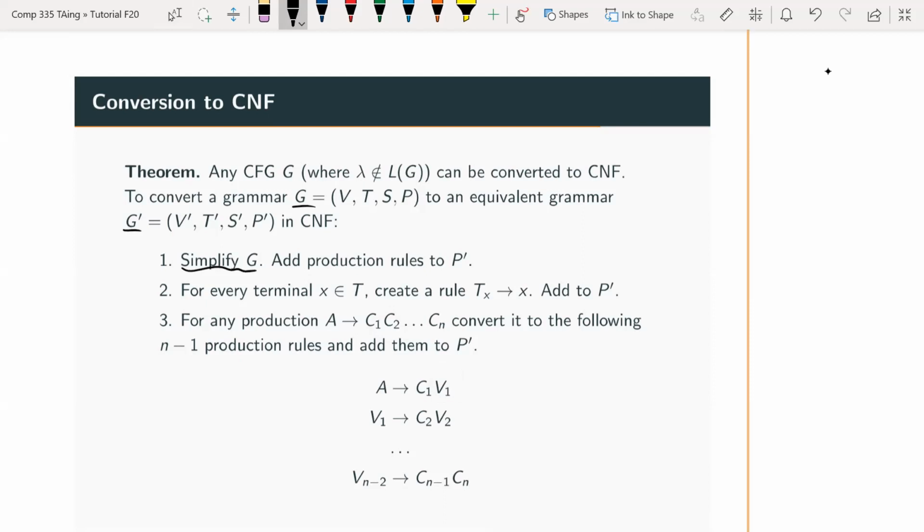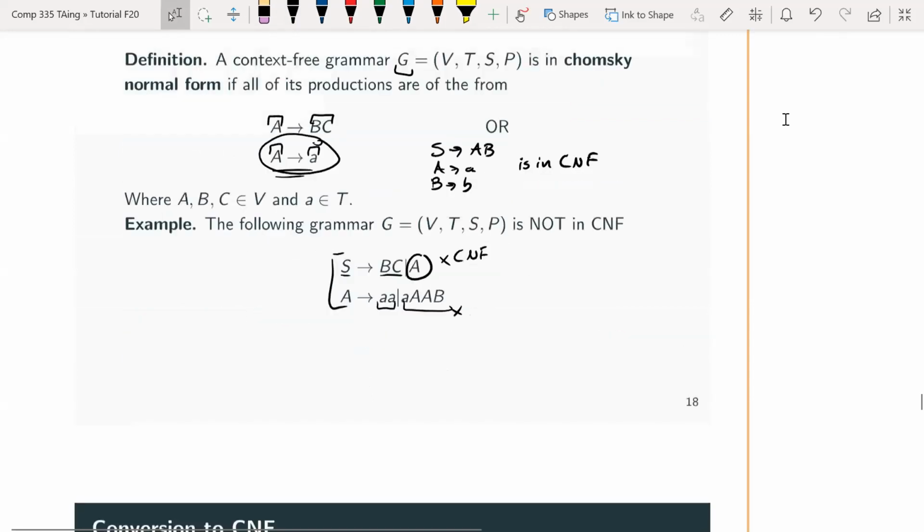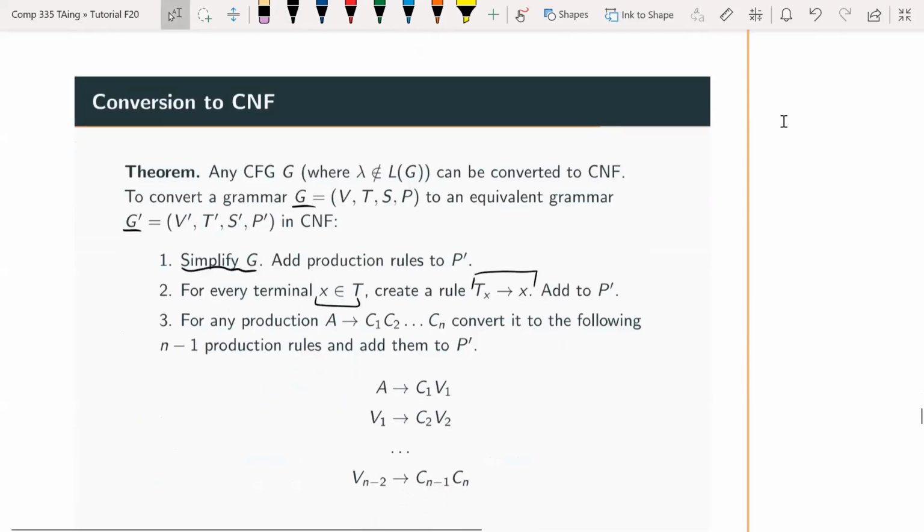Okay. The second step that you're going to want to do is, for each terminal x in T, you're going to want to create a production rule T_x gives you x, okay? So clearly this doesn't conflict with the Chomsky normal form definition, because remember, the second production rule that could be allowed is a variable gives you a terminal. So we're going to add all those terminals, okay?